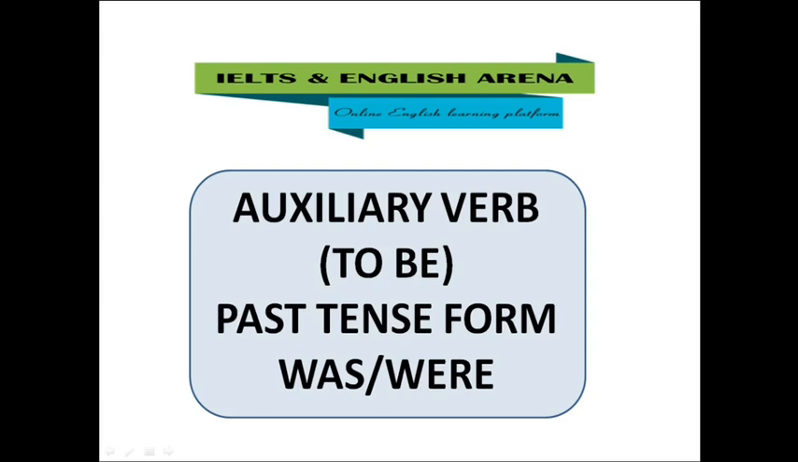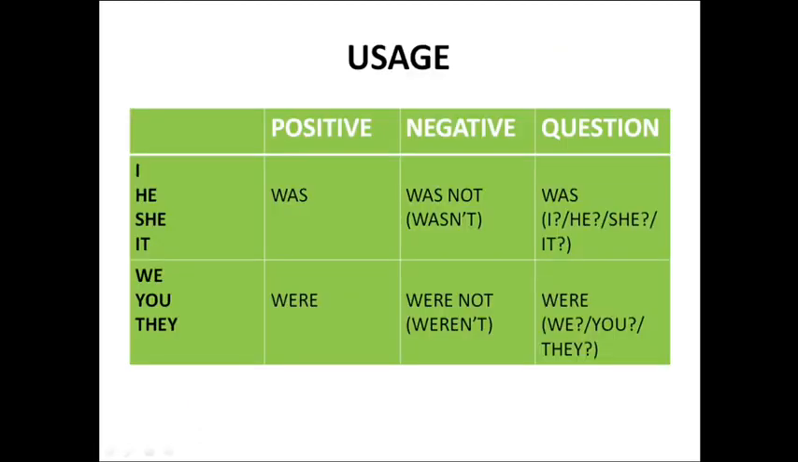Was and were are the past tense forms of the auxiliary verb to be. So remember that when you talk in the past tense, you should use was or were as per the rules. Now let's learn the usage of was and were.